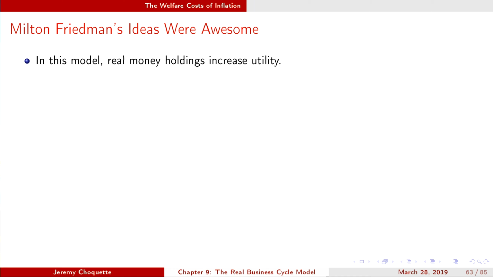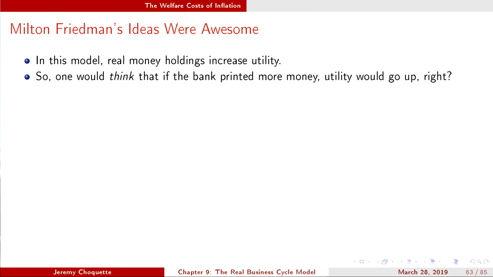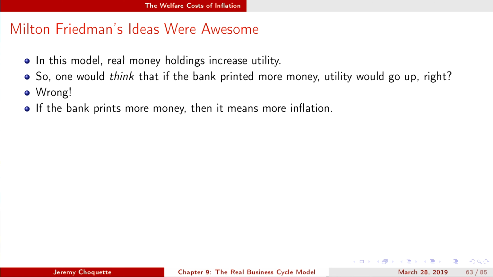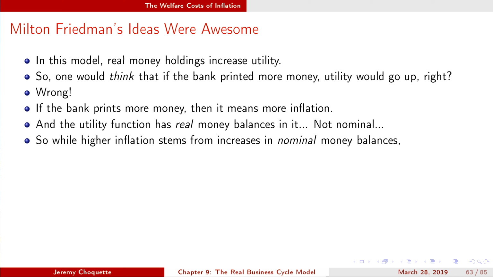This is also going to talk a little bit about the money in the utility function model again. Because in the money in the utility function and real business cycle model, real money holdings would increase utility. So one would think that if the bank just printed more money, utility would go up. I mean, it would make sense, but no, wrong. The bank prints more money, it means more inflation. The utility function has real money balances, not nominal. It was real, which is adjusting for inflation. So higher inflation stems from increases in nominal money balances, not real money balances, because the Fed can't control real money balances. They can only control nominal money balances.